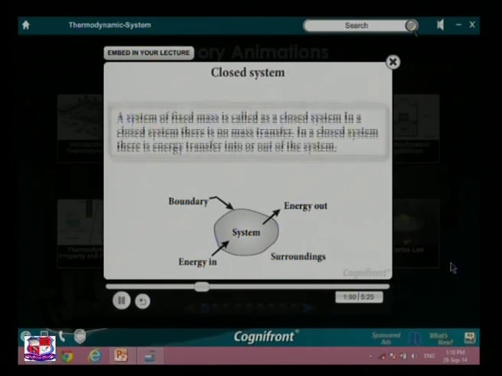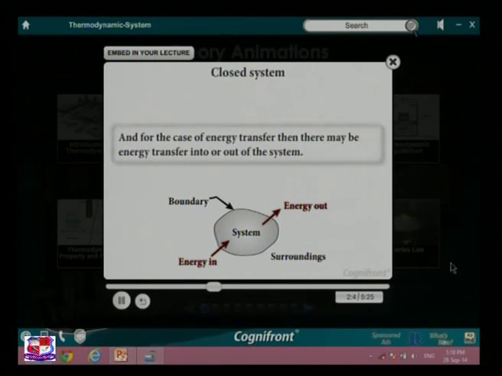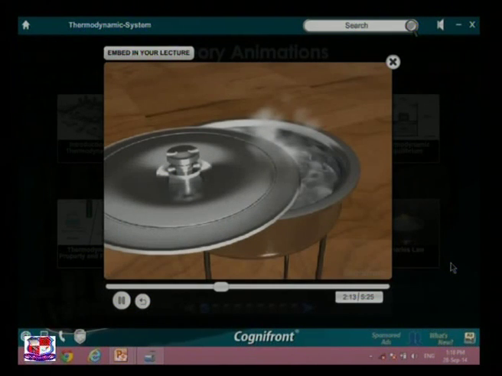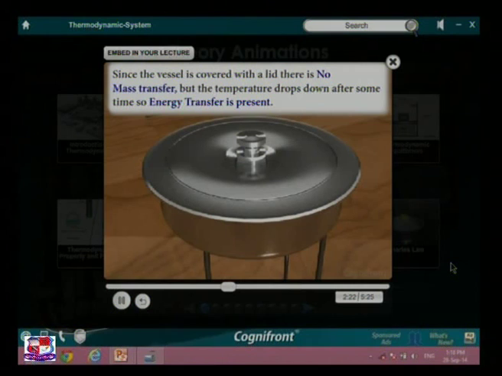Closed system. A system of fixed mass is called a closed system. In a closed system, there is no mass transfer, but there can be energy transfer into or out of the system. As an example, consider a steel vessel filled with hot water and covered with a lid. Since the vessel is covered with a lid, there is no mass transfer, but the temperature drops after some time, so energy transfer does take place.